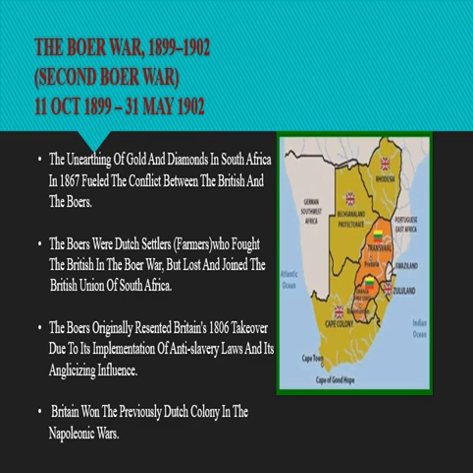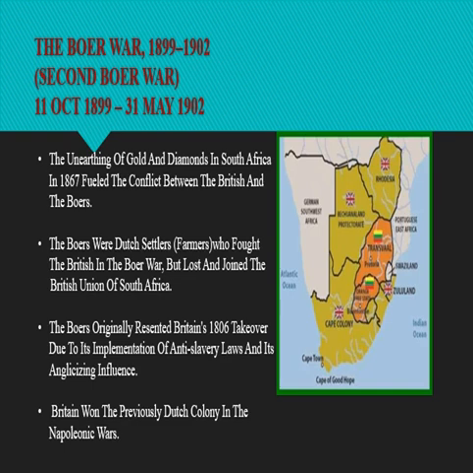The Boer War, 1899 to 1902. The unearthing of gold and diamonds in southern Africa in 1867 fueled the conflict between the British and the Boers. The Boers were Dutch settlers.